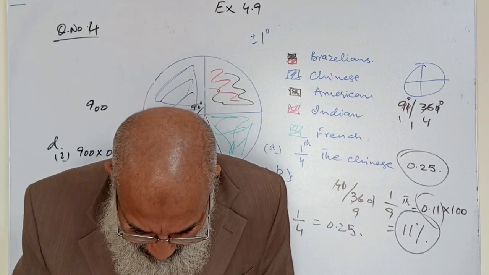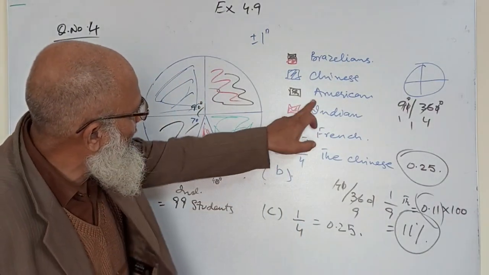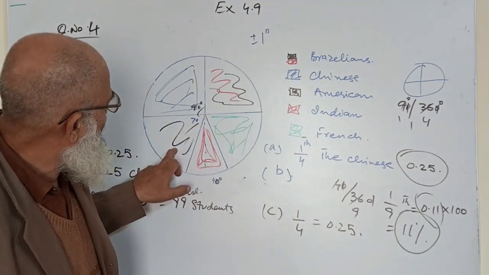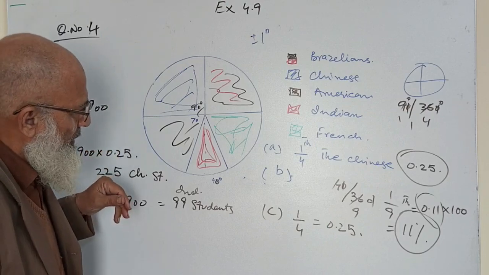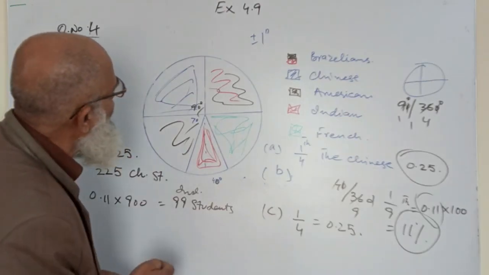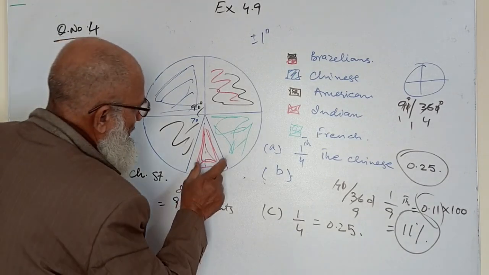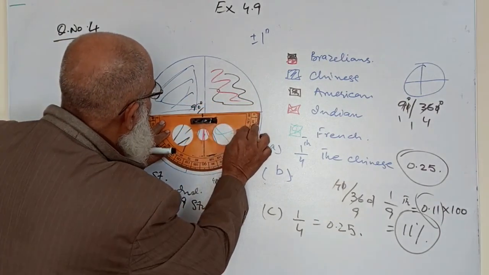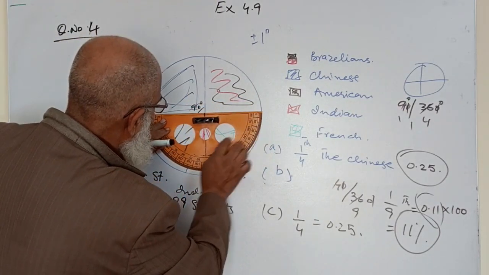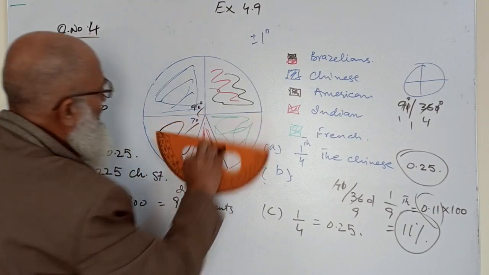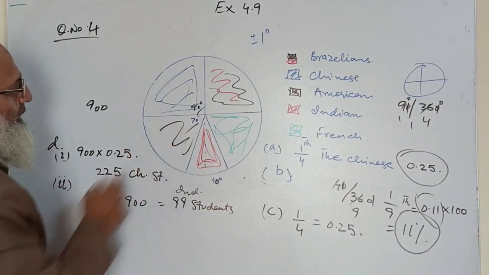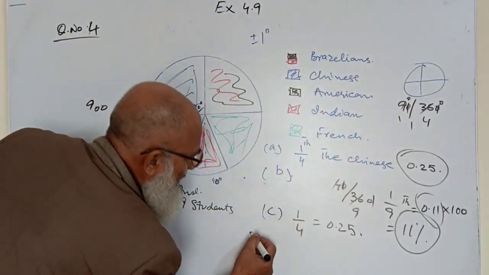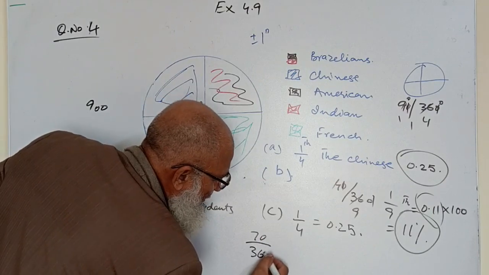American. Where is the American? This is the American, this one. So I think we have not found the American students as yet. So what will we do? We'll find the angle first for the American students. Now this is a 70-degree angle. Yes, it is written over here. Now for the American students we have to find 70 divided by 360.